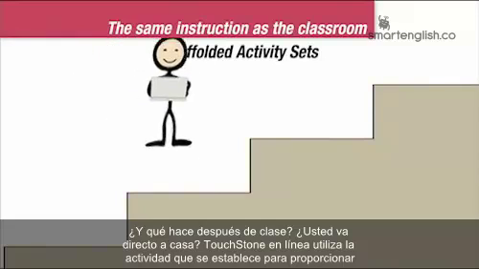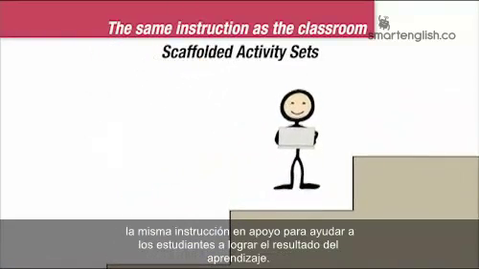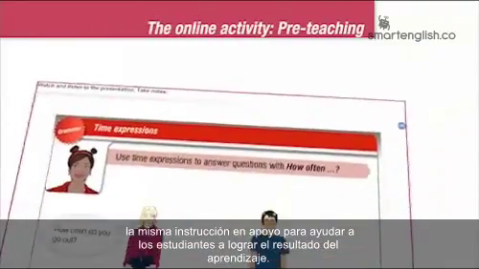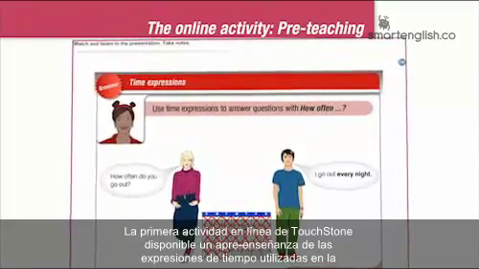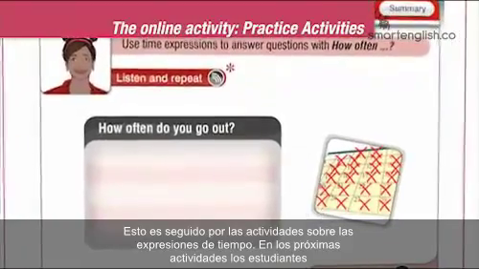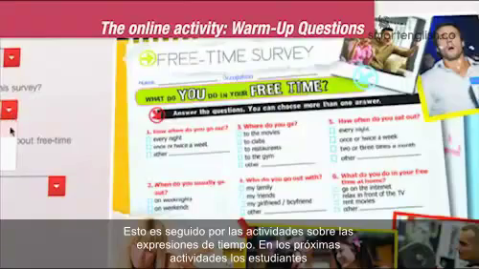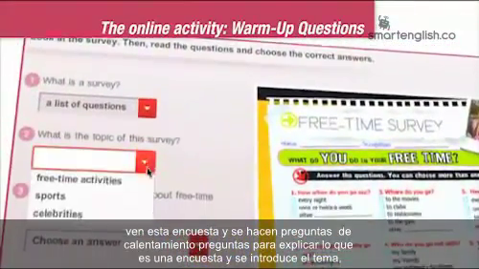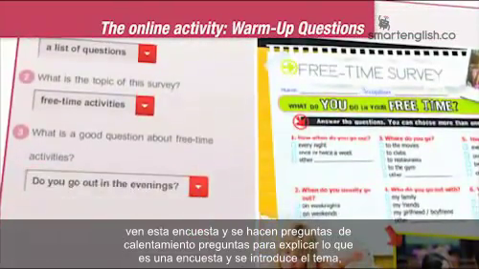Online, Touchstone uses scaffolded activity sets to provide the same instruction and support to help students achieve the learning outcome. The first online activity set pre-teaches the time expressions used in the survey. This is followed by practice activities on time expressions. In the next activity set, students see the survey and are asked warm-up questions to explain what a survey is and to introduce the topic.